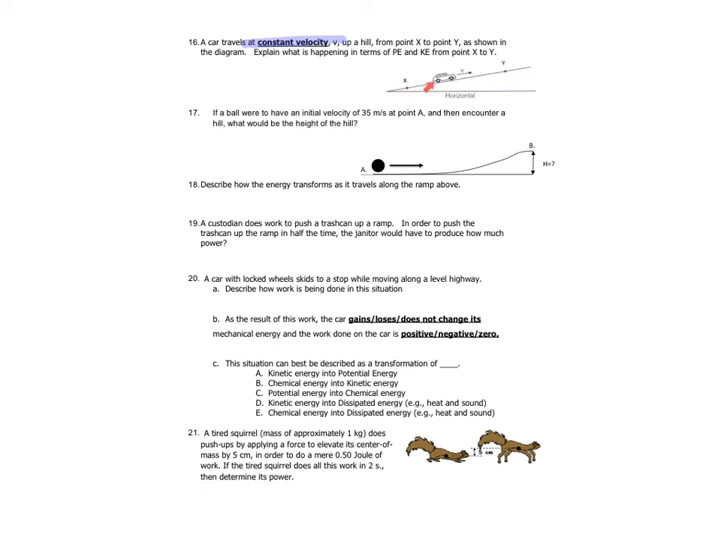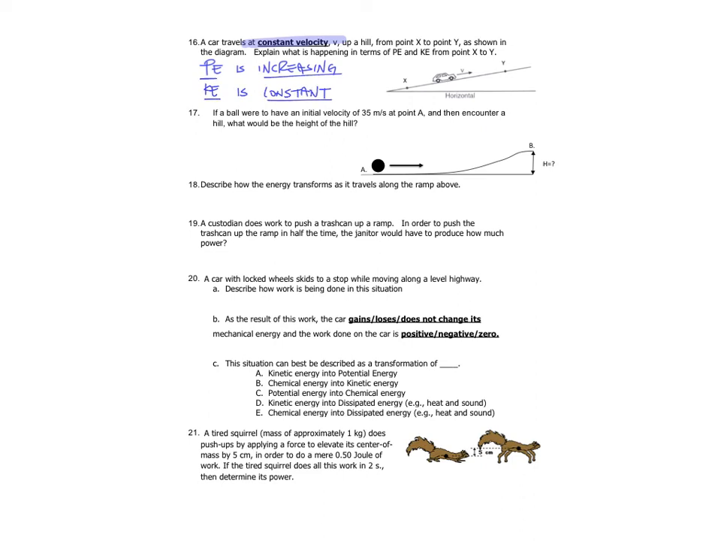What is happening to the height? As it goes up this incline, my height is increasing. So because my height is increasing, my potential energy is also increasing. Okay? Because as height goes up, potential energy goes up. Now, my velocity is constant. So if my velocity is constant, that tells me that my kinetic energy is also constant. Okay, because it's not increasing speed, it's not decreasing speed. So my potential energy is increasing, and kinetic energy is constant while it's going up that hill.